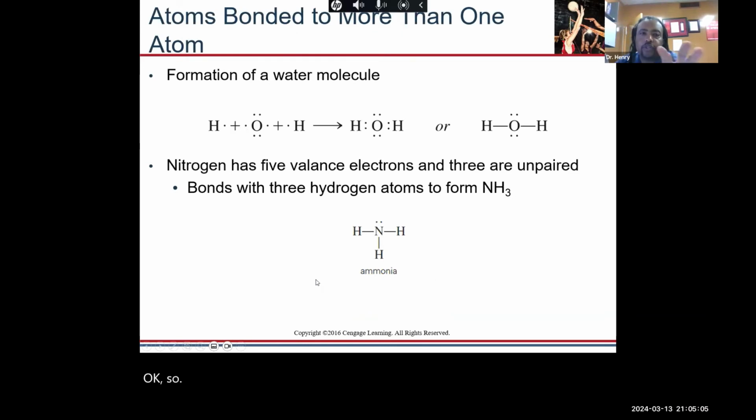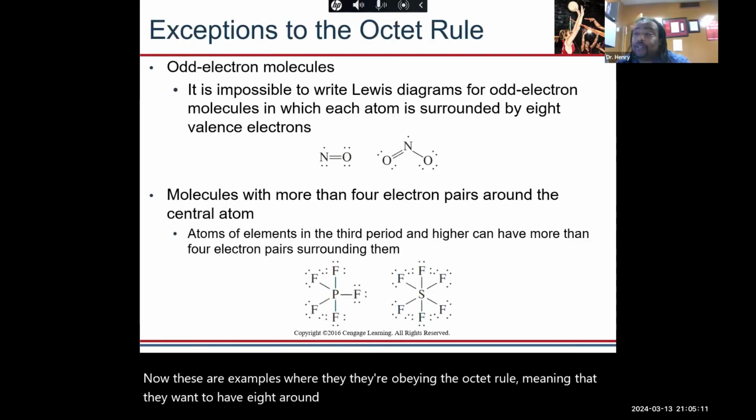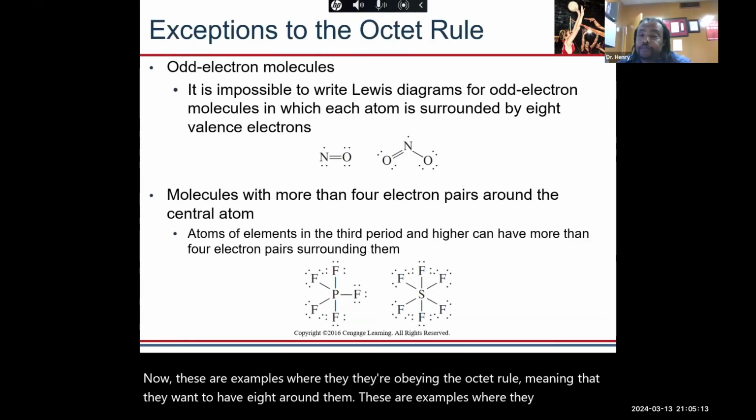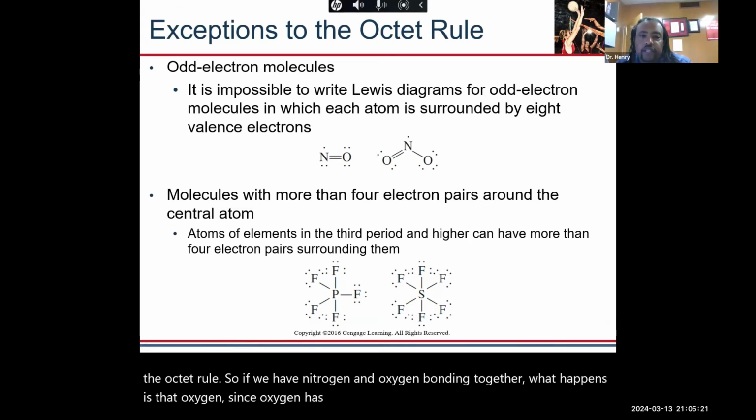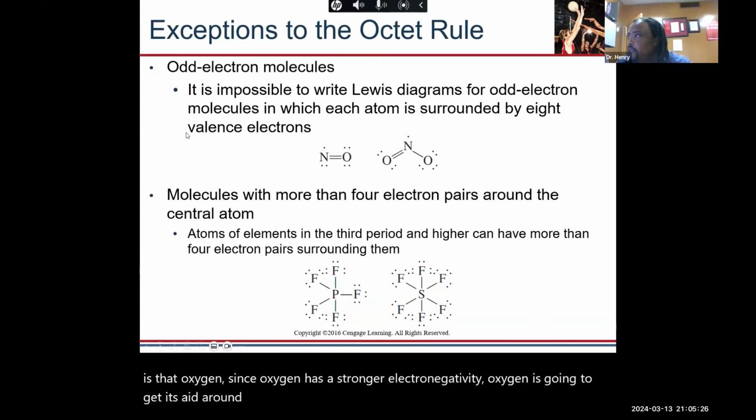Now these are examples where they're obeying the octet rule, meaning that they want to have 8 around. These are examples where they don't obey the octet. So if we have nitrogen and oxygen bonding together, since oxygen has a stronger electronegativity, oxygen is going to get its 8 around it. So if we count the number around it.